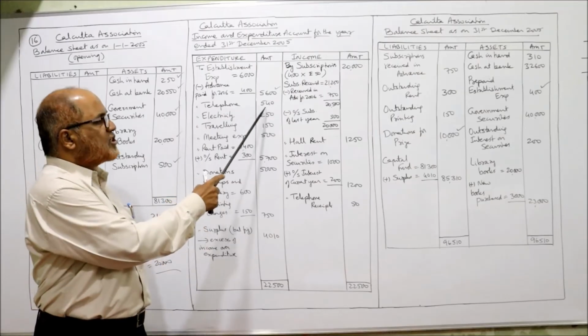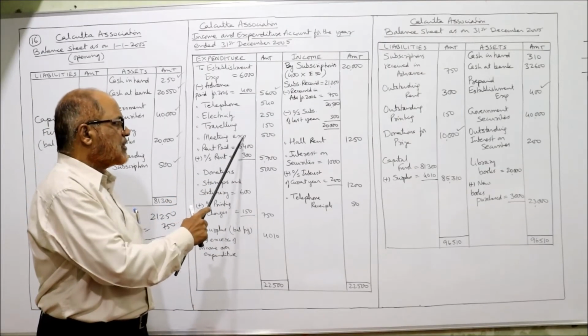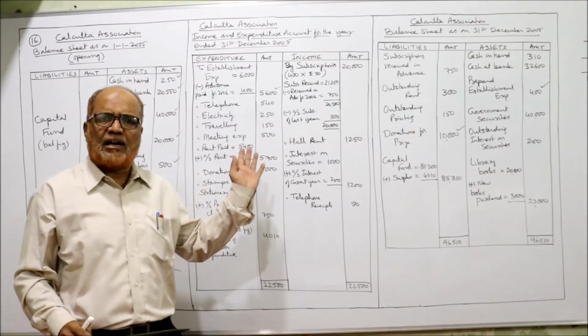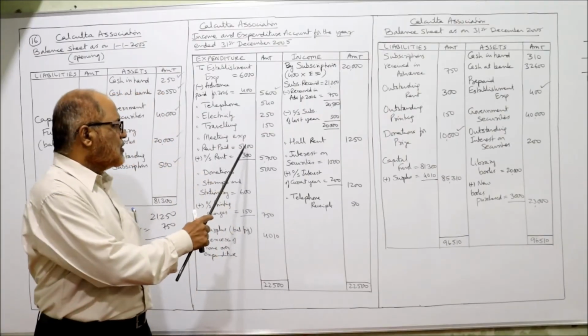That's all. Telephone expenses 540, electricity 250, travel expense 150, meeting expense 500. No adjustment, nothing. Directly we have taken. Now rent paid. Total rent paid is 5,400.